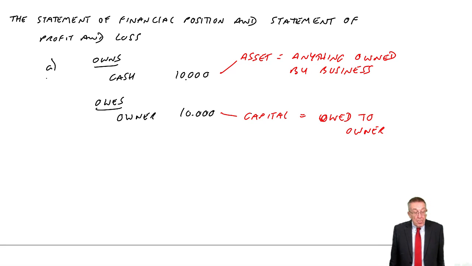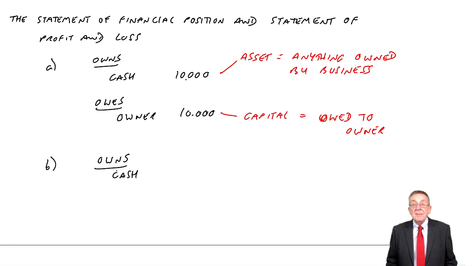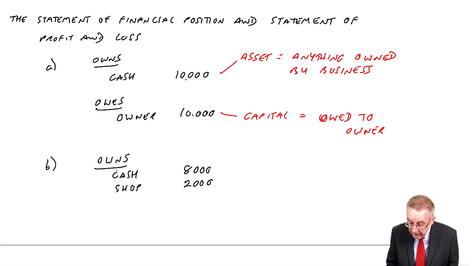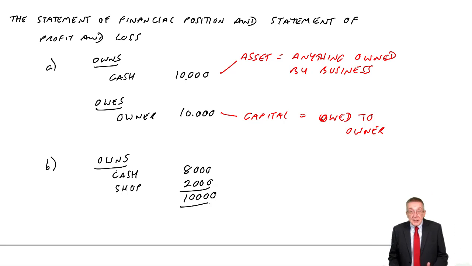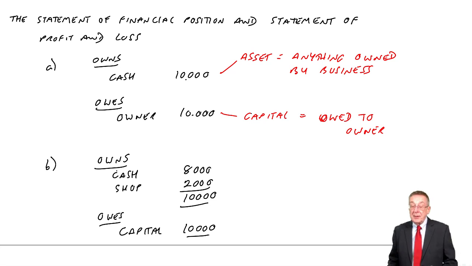Go back to the question. The next thing that happens, the business buys a shop for 2,000. So let's list again. What do they now own? Well, they've still got cash, of course, but whereas there was 10,000, if they've just paid 2,000 for a shop, the cash has fallen to 8,000. So that's one effect of this transaction, less cash. But the other effect is, of course, they now own a shop, 2,000. So the total assets are 10,000. Remember, an asset is anything owned by the business. And what does the business owe? Well, they still owe the owner 10,000. And remember, anything owed to the owner is capital.